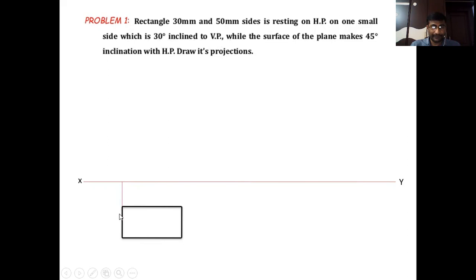Clear, students? Draw the perpendicular line to the XY line and locate any point on that perpendicular line. From that, you have to draw the 30 mm line and locate another point on that perpendicular. Based on this 30 mm, you have to construct a rectangle with the 50 mm longer side. Clear, students? And project all the points onto the XY line. These are the projector lines. Thin lines are projector lines. Thick lines are the actual true shape. Thick lines are the required diagram.